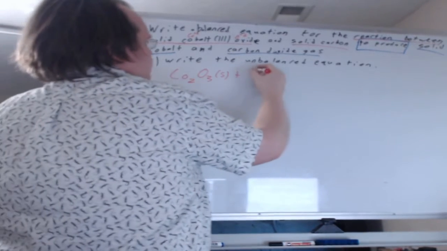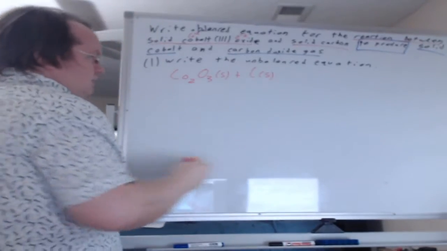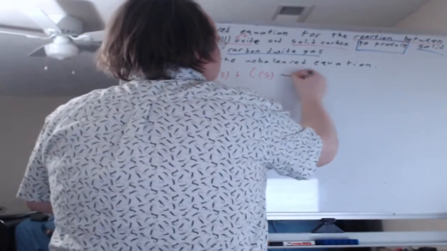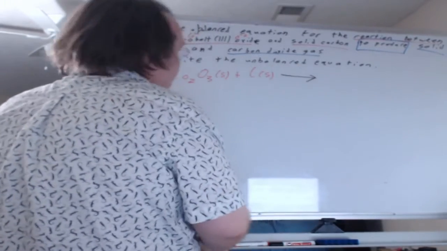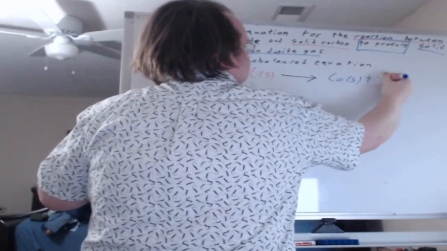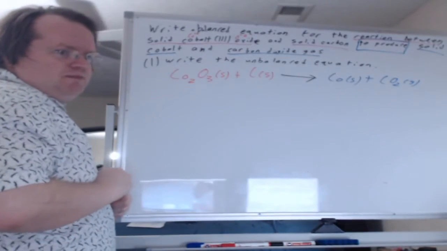We're reacting with solid carbon. Carbon is not one of our diatomics. We'll just put C solid. It's then going to react to make our product. So our product in this case was solid cobalt, again, not a diatomic, so we'll just put Co, plus carbon dioxide gas, CO2. So that's step 1. We want to write the unbalanced equation.